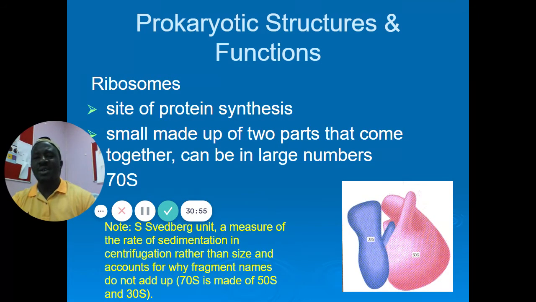Ribosomes are sites of protein synthesis. That is what I've been mentioning. They are small, made up of two parts that come together and can be in large numbers. So the ribosomes in the prokaryotic cells are 70S. 70S is just a measure.